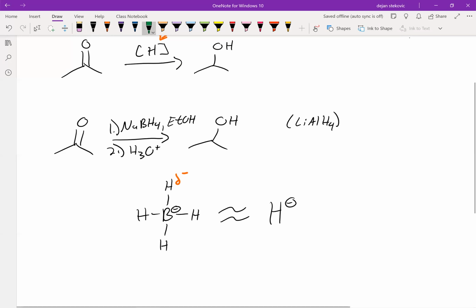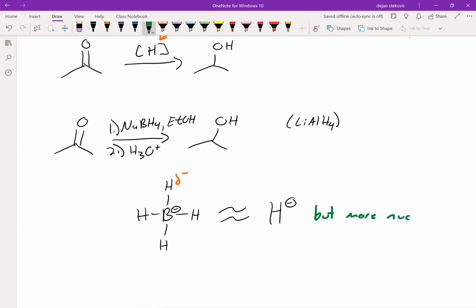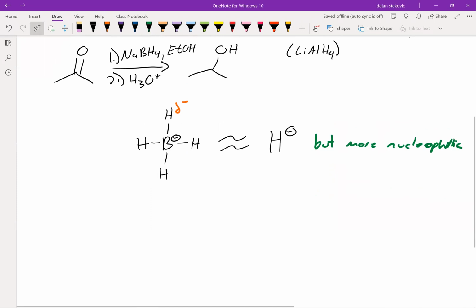The reason that we don't just use H minus is because H minus is a very good base, but not so good of a nucleophile. When we use sodium borohydride, essentially what we're getting is an H minus, but more nucleophilic. And the reason for that has to do with polarizability, but we won't go into it as much. Let's go take a look at the mechanism of this.